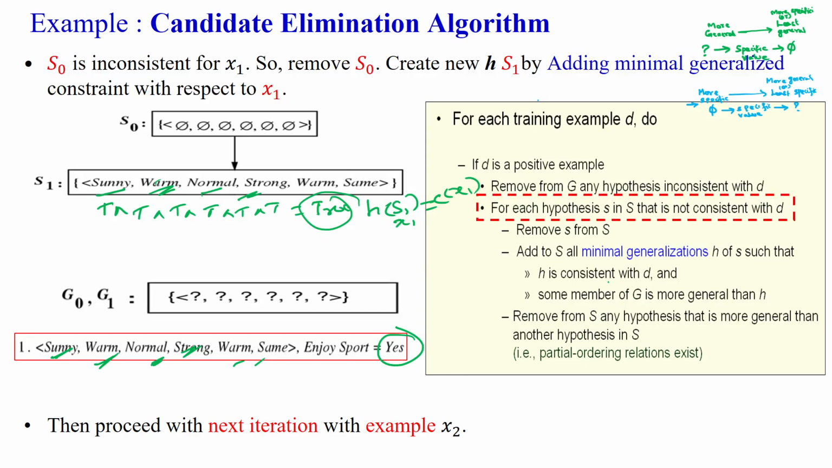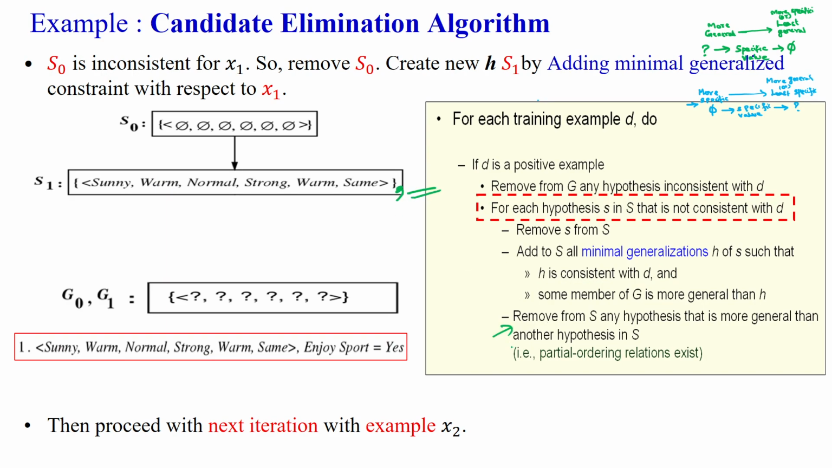Now this hypothesis is consistent with respect to x1, that is D1. Now you look at that, the hypothesis G1 is more general than the hypothesis S1 we found in the specific boundary. Now we have to check whether there is any other hypothesis available. Here we have only one hypothesis, there is no other hypothesis, so this step is not valid as of now.